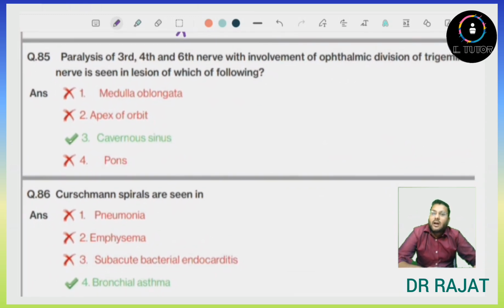Next question is, paralysis of third, fourth, and sixth nerve with involvement of the ophthalmic division of the trigeminal nerve is seen in the lesion of which of the following? So they are asking about all the three nerves, 3, 4, 6, and the ophthalmic division of cranial nerve 5. So we know that these all pass through the cavernous sinus, or they are related anywhere to the cavernous sinus. So any injury or lesion to the cavernous sinus will lead to the paralysis of these nerves. So answer will be option number C, cavernous sinus.